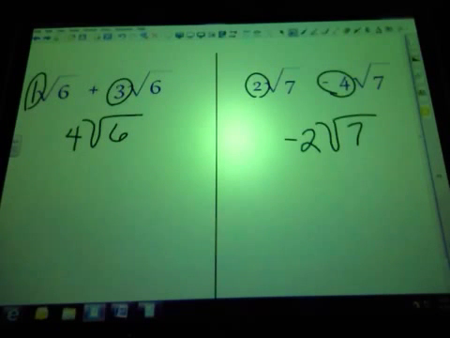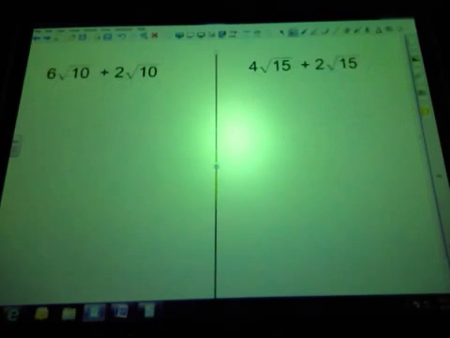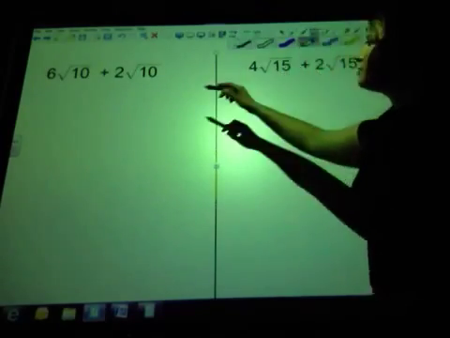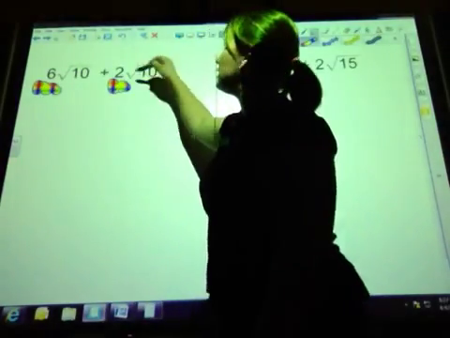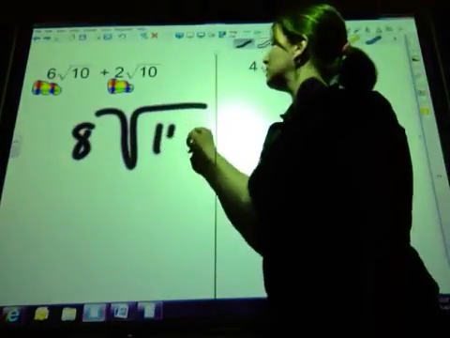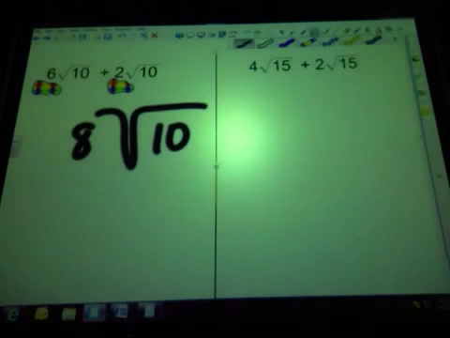So as we're doing this, make sure that you're writing down these examples and the work that goes with it so you can have something to look at when you're working on your own later. On the left, we have 6 times the square root of 10 plus 2 times the square root of 10. So again, we just combine the like terms. So we're going to add our 6 and our 2. 6 plus 2 is 8, and then we just leave this as the square root of 10.